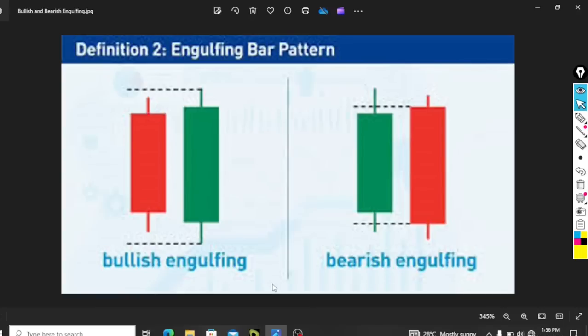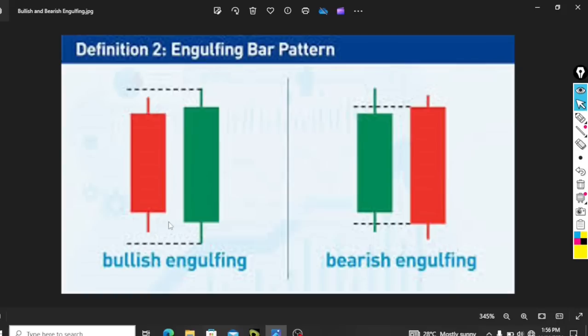The next candlestick pattern we are going to discuss is the bullish engulfing candle. Look at it here on the left, bullish engulfing candle. When we finish discussing that one, we'll talk about the bearish engulfing. So these are 2 patterns we are going to discuss concurrently. So starting with the first one, it is the bullish engulfing.